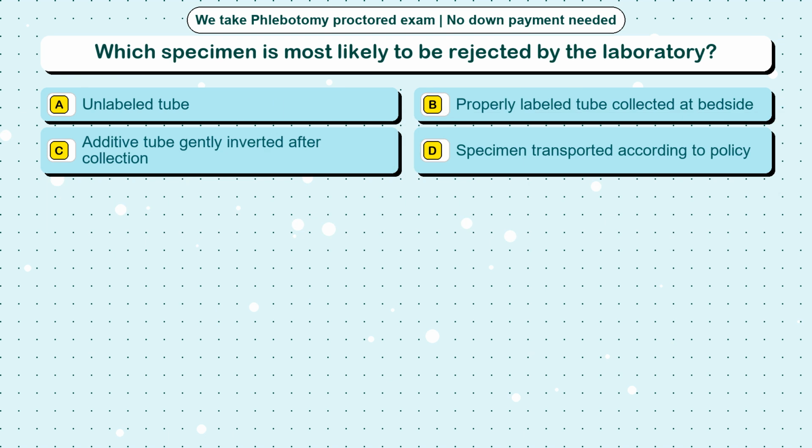Which specimen is most likely to be rejected by the laboratory? Option A, unlabeled tube. Option B, a properly labeled tube collected at bedside. Option C, additive tube gently inverted after collection. Option D, specimen transported according to policy.